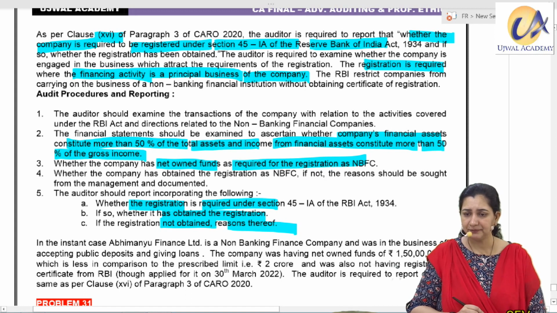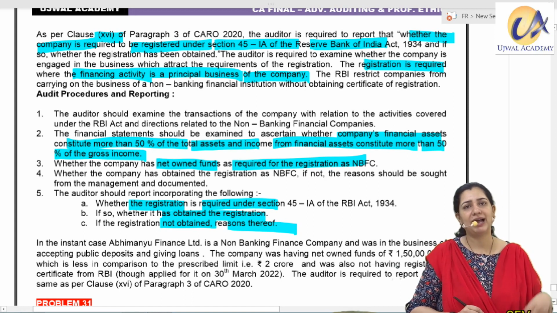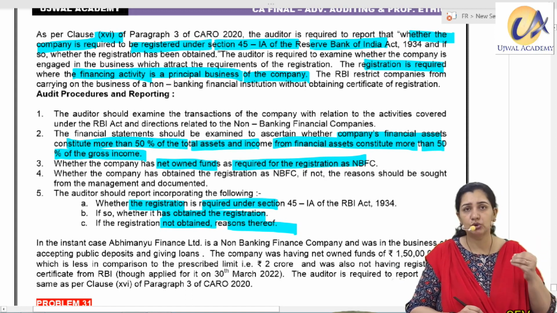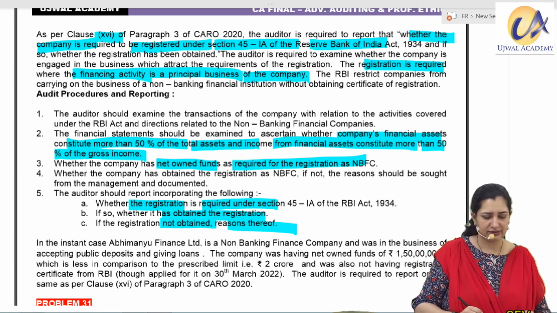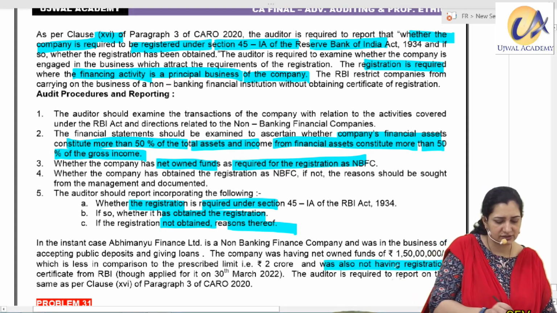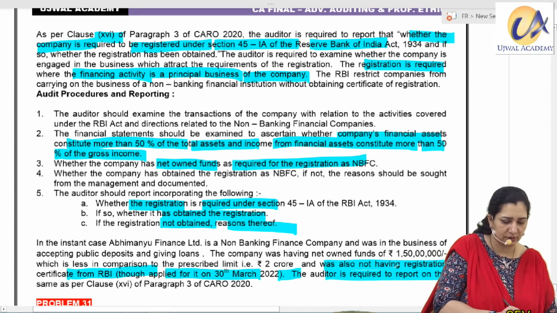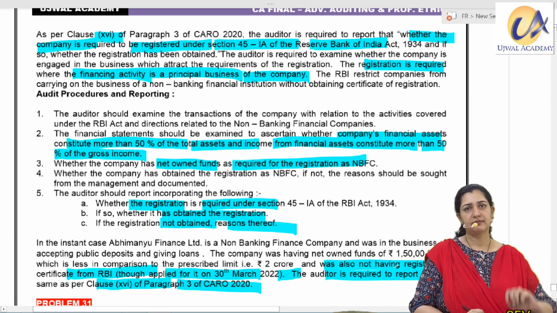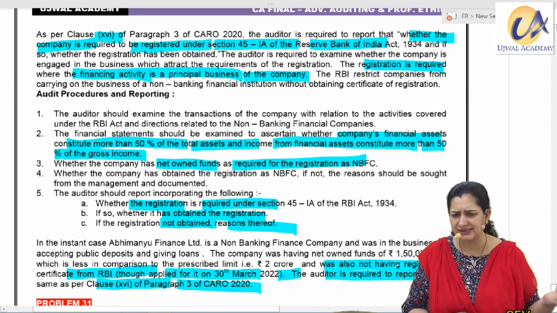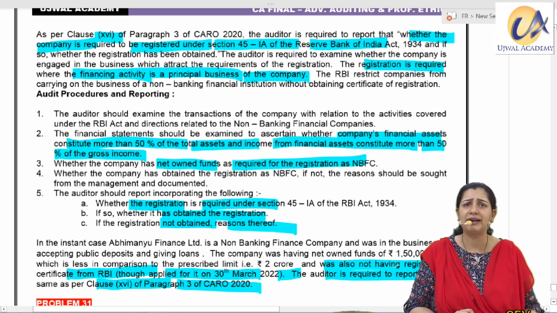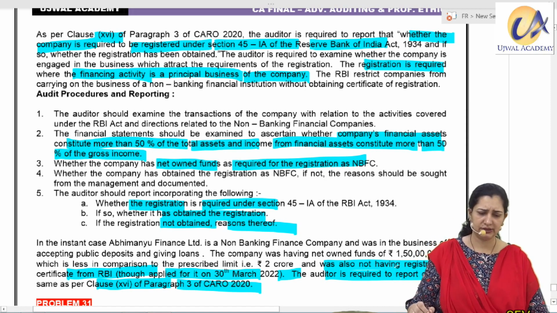Like we already said, normally we need to have a 2 crore rupees limit for registration, but they have already applied for registration, right? They are not having the registration on 30th March, therefore auditor should report about the same. So on 31st March, there is no registration. They have applied for it, which means they want the registration or they require it. That's the point we need to keep.